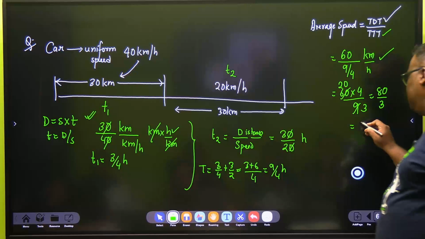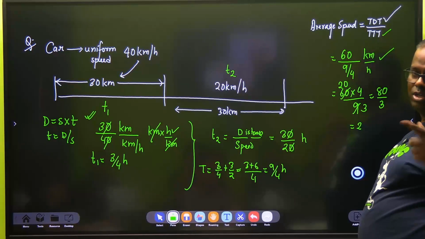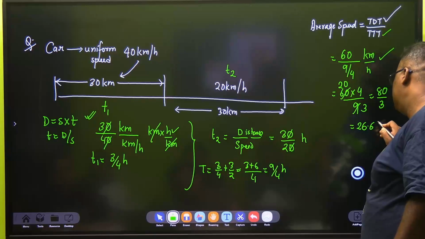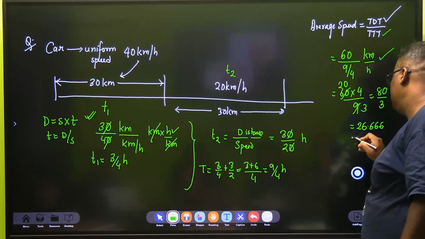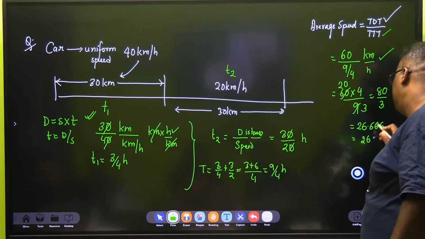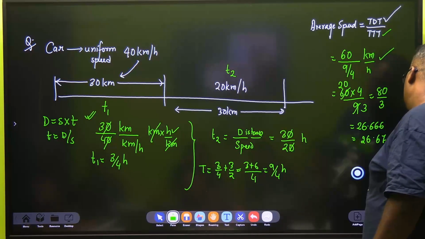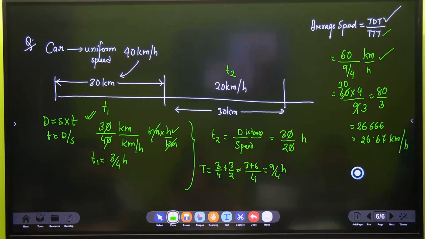So let's do 3 into 8, 6, and then you get a 20. So 3, 6, 18. Again 20. So 26.66, and it goes on, 66. So in physics, we'll take it as 26.67 kilometer per hour. I hope you know that, if the third place is 6 or more than 6.